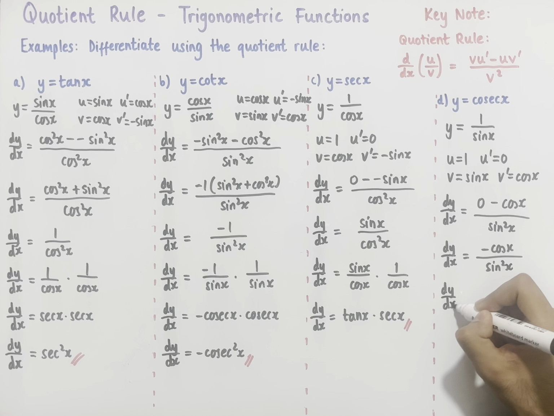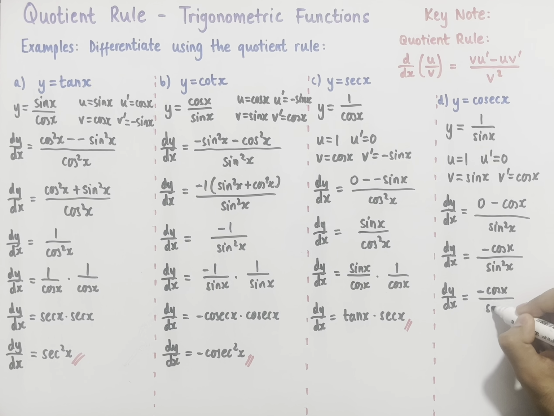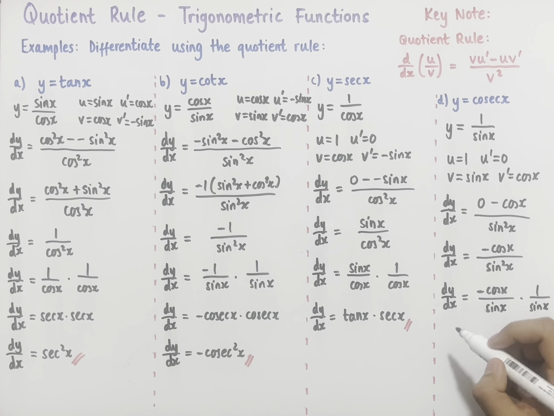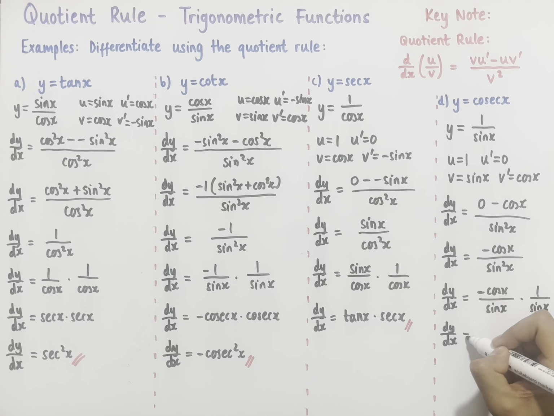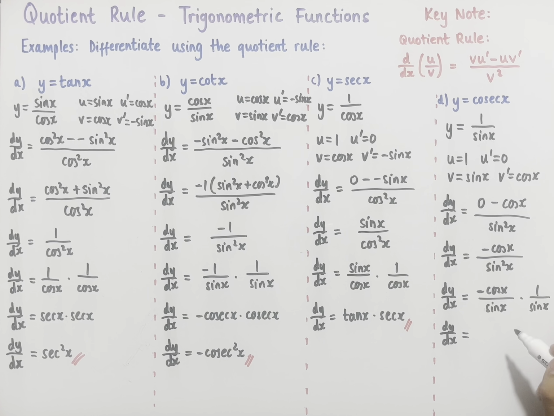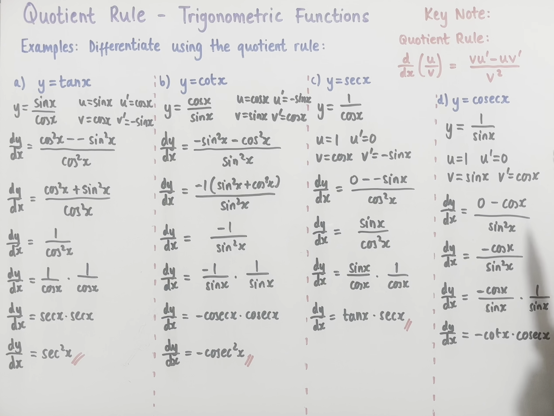So dy over dx equals minus cos x over sine x multiplied by 1 over sine x. So using trigonometric identities, cos x over sine x is cot x, and so we have minus cot x here, and then we have 1 over sine x, which is equal to cosec x. Therefore, if we differentiate cosec x, we end up with minus cot x times cosec x, and we've shown that using the quotient rule.